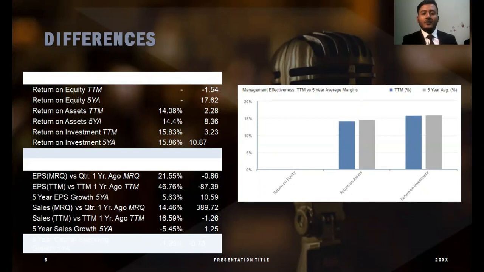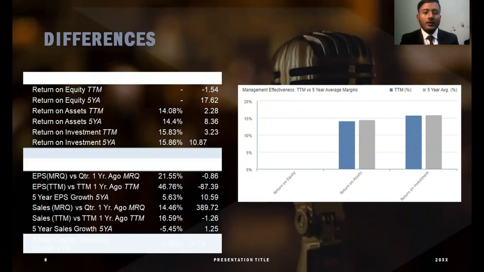Return on investment last 12 months was 15.83% and 3.23. Return on investment last 5 years was 15.86% and 10.87. This data is also shown in a bar graph for return on equity, return on asset, return on investment.